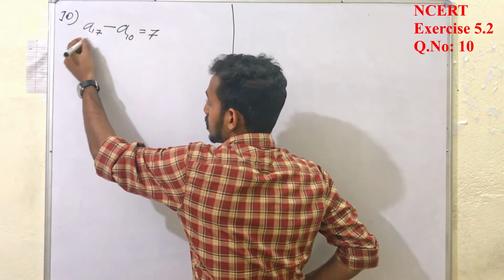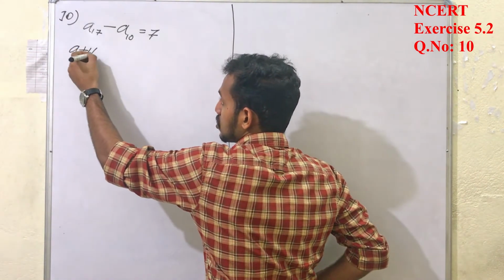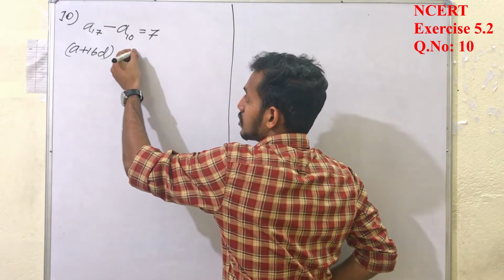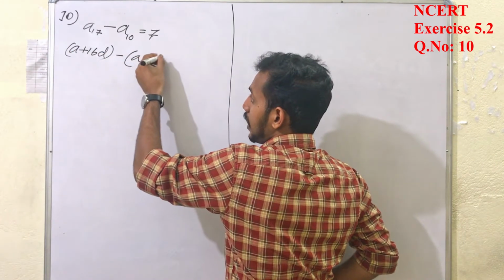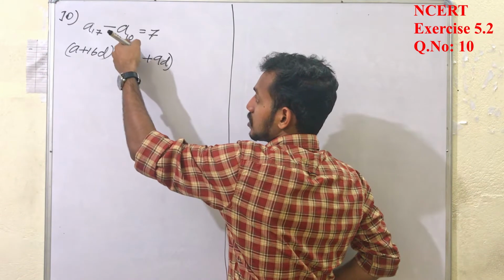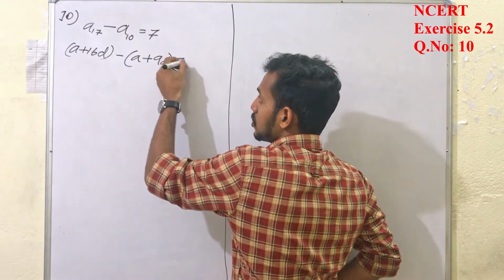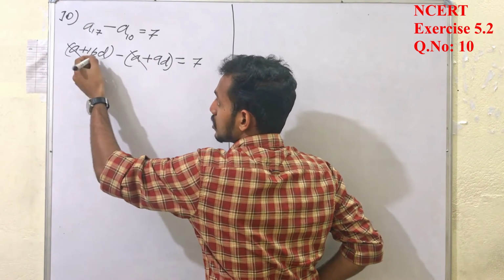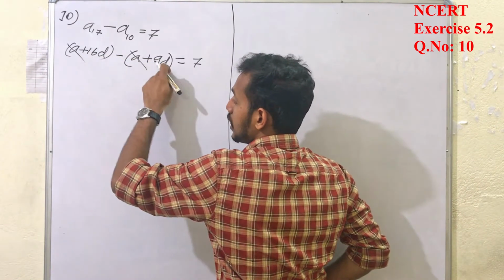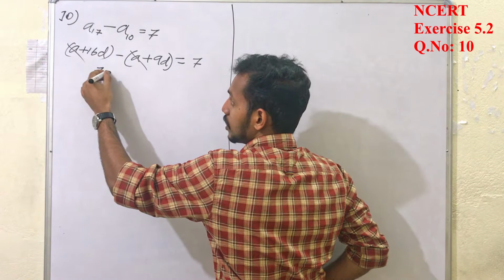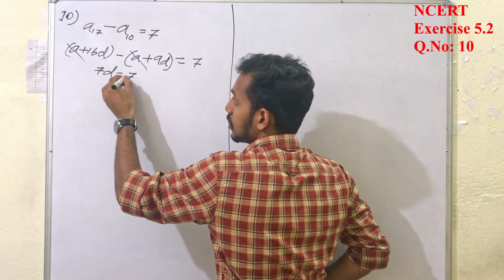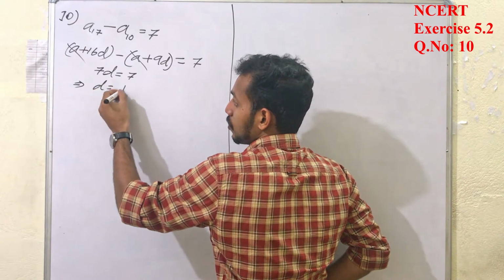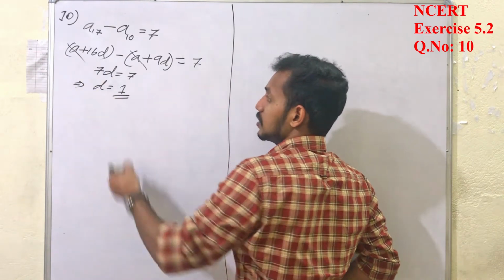So very simple. A17 will be a plus 16d, minus A10, which is a plus 9d, that means 10 minus 1 into d, which is equal to 7. A is cancelled. 16d minus 9d will be 7d, which is equal to 7. That implies d is equal to 7 by 7, which is 1.